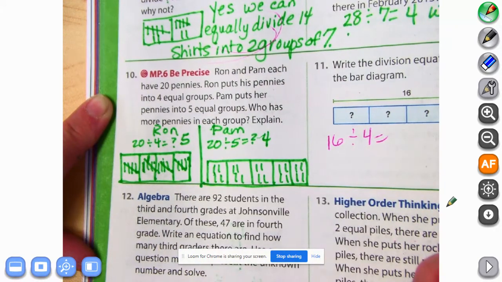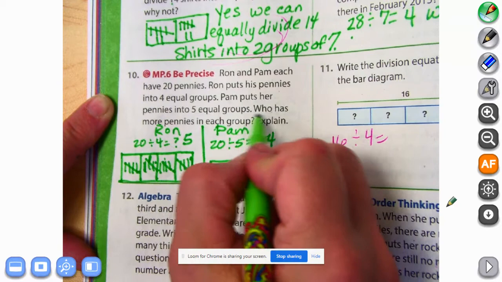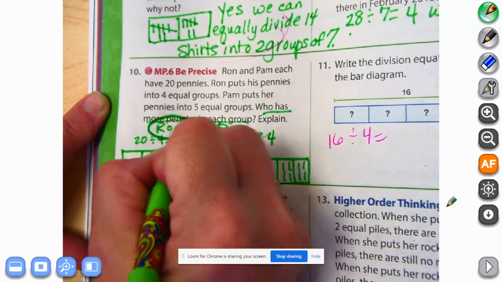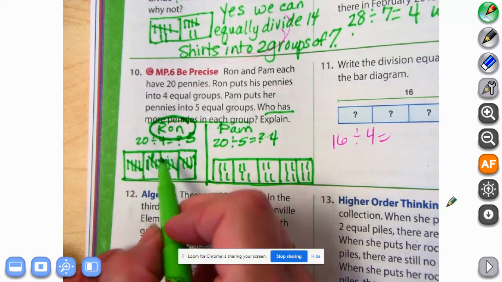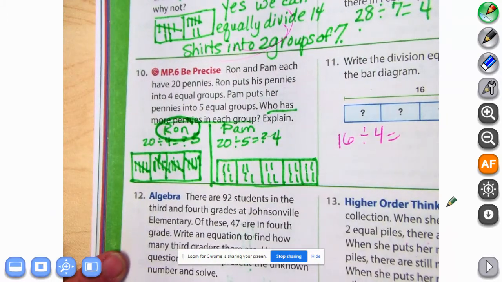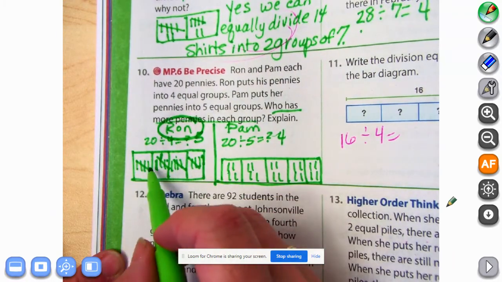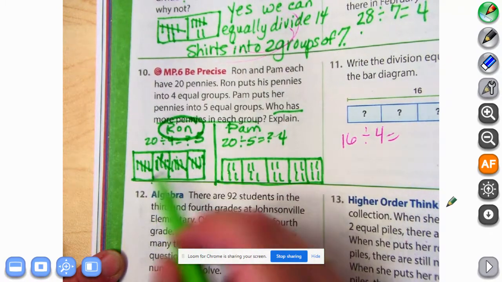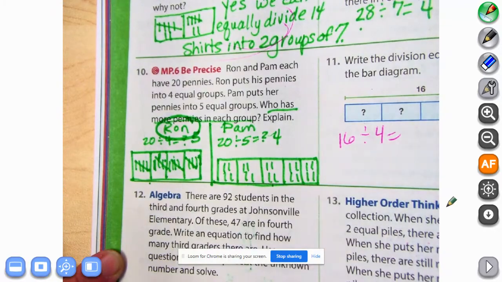So who has more in each group? It says who has more pennies in each group? It would be Ron, because he has 5 and Pam has 4. Do they both have 20 altogether though? They do. So Ron is sharing it with 4 people, whereas Pam is sharing it with 5.